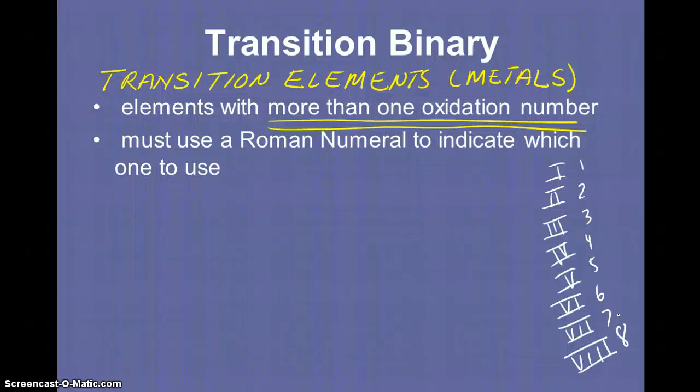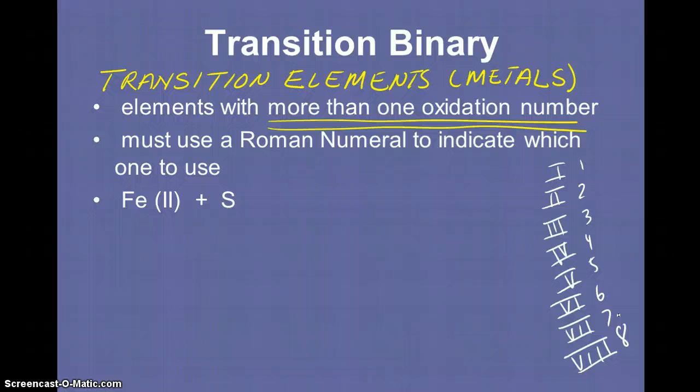So again, these are elements with more than one oxidation state, okay? We're going to use Roman numerals to indicate which one to use. It's like a recipe. If I give you a recipe and I don't tell you how many eggs I'm going to use, that's not good, okay? It may work and it may not. If I'm using 1 egg, 2 eggs, 3 eggs, I always tell you how many eggs I'm using. Well, when it comes to these transition binary compounds that we're going to be writing here, you have to tell me what oxidation state. The scientists need to know which one you're using.